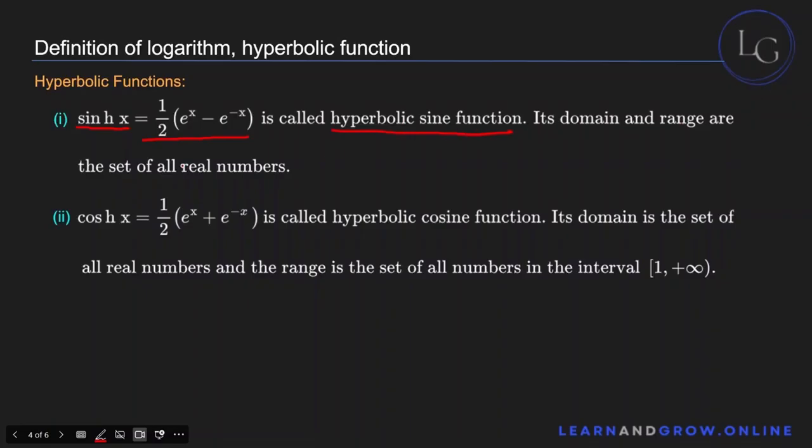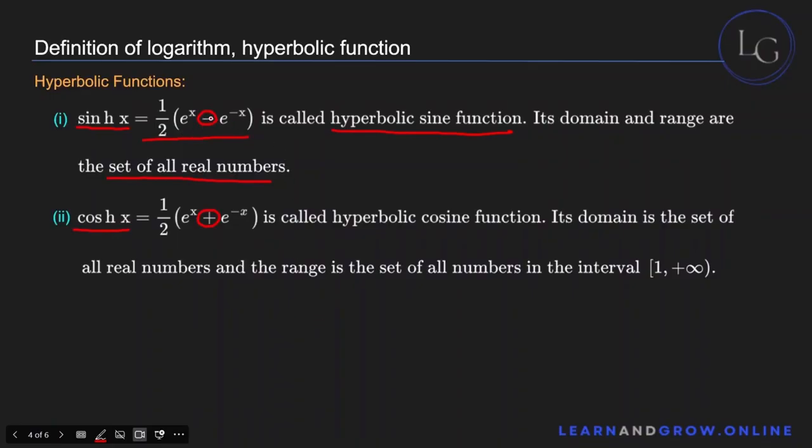Its domain and range are the set of all real numbers, right? So this is the beauty of this particular function, that the domain and range are the set of all real numbers. Now you have cos hyperbolic of x. The only difference between sine hyperbolic of x and cos hyperbolic of x is the sign between the two exponential functions, right?